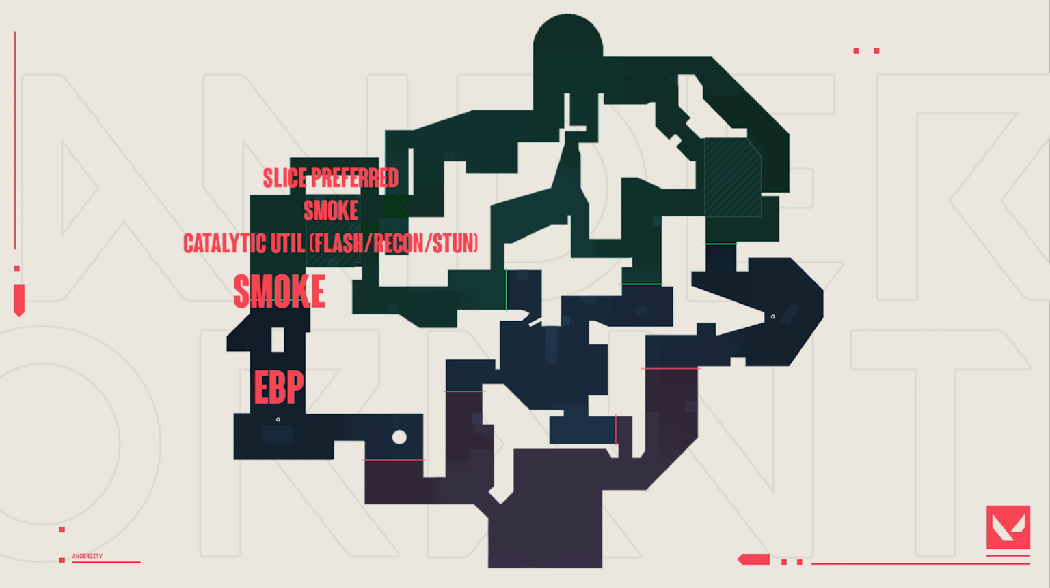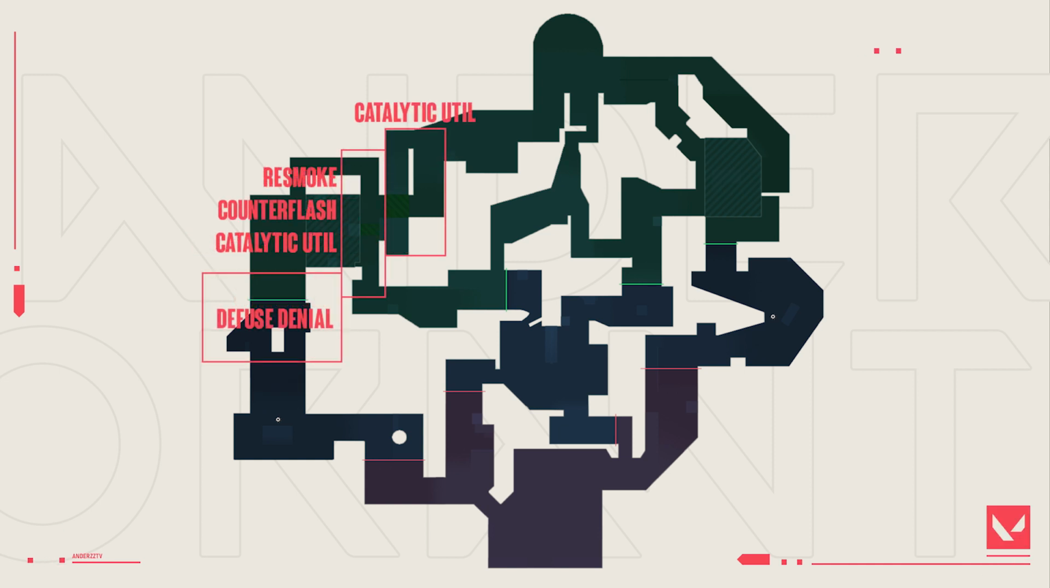You also have to actually look at post plant, and for that we want to take 3 distinct scenarios. There's the push through towards defender spawn, there's the on-site post, and then there's the off-site post. For the push through, you'll obviously need catalytic util. More often than not, you're just going to yeet a flash through, and that'll be the thing that lets you push. For the on-site post, you're going to need a resmoke, more often than not you'll need counter flash, and you'll probably want additional catalytic util on top of that, something like a recon to re-clear B-link so you know you're not getting pinched.